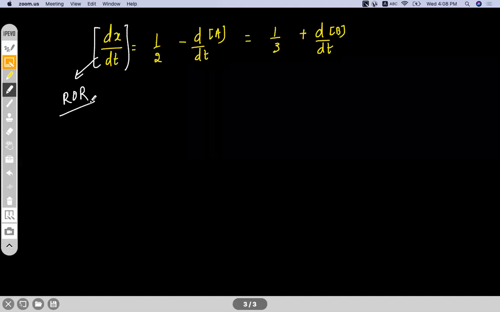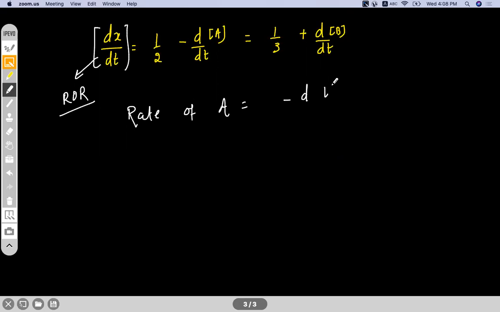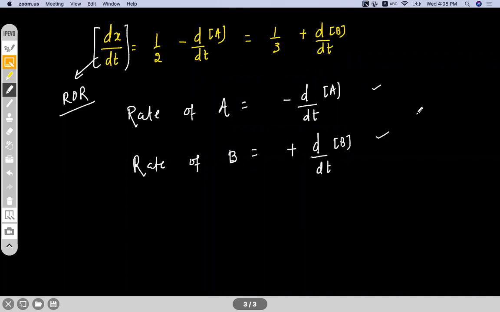And d[A]/dt, the rate of disappearance, is always the rate of A. The expression you see, I am writing it down: minus d[A]/dt. And rate of B is the production of B, plus d[B]/dt. These are the two things you must take care of. So last class we discussed till here. It was just a quick recap.